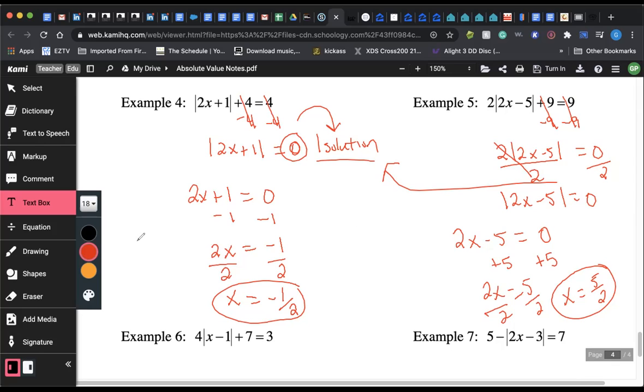All right. So both of these examples, example number 4 and example number 5, only had one solution because our absolute value was equal to 0. And whenever that happens, we only have one solution.